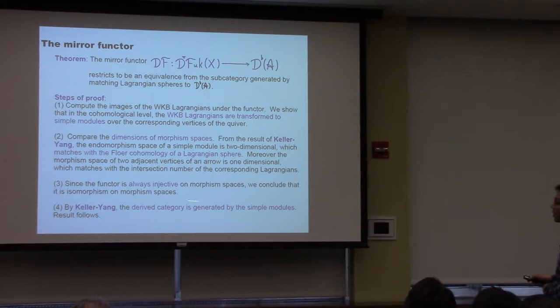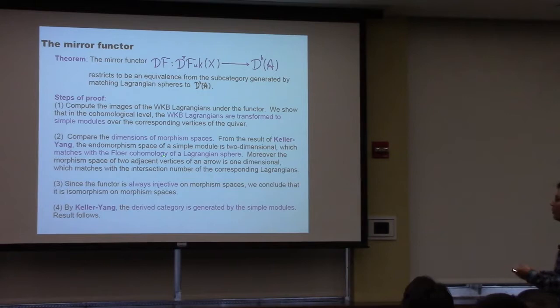So this is the sketch of proof. You consider the image of the WKB collections under the functor. In the cohomology level, they transform to simple modules. This you have to compute. The image is not simple, but after taking cohomology, it turns out they are just simple modules. Now you compute the dimension of the Hom spaces and match. On the Lagrangian sphere side, the dimension is very easy. On the algebra side, it is a result of Keller-Yang that the Hom space of a single module is two-dimensional, and Hom between adjacent modules is one-dimensional, so you can match the dimension.